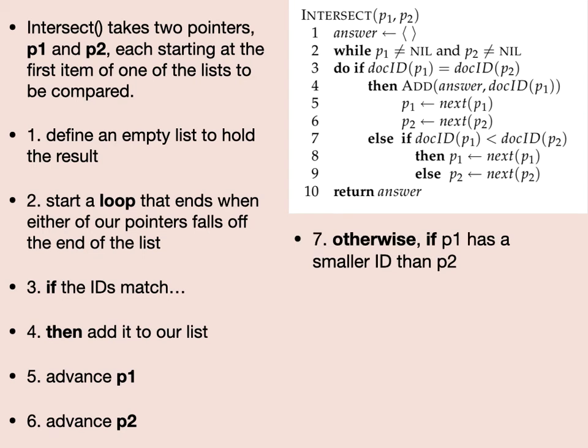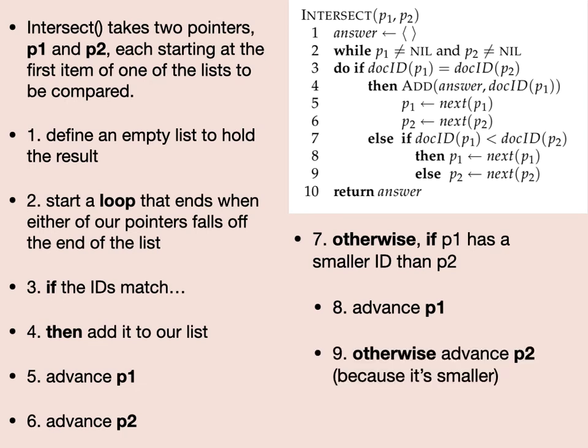Otherwise, if they're not the same, one of them has to be larger. So if P1 is the smaller ID, then advance P1. We've talked about why that's useful: we're exploiting the fact that these lists are sorted. Otherwise, we advance P2 because it's smaller. By default, if P1 was not smaller and they're not equal, then P2 must be smaller.